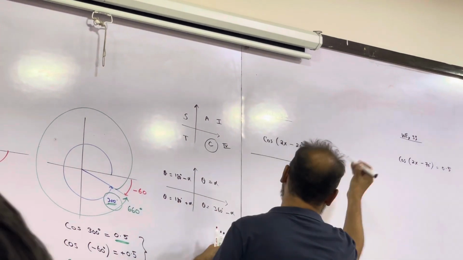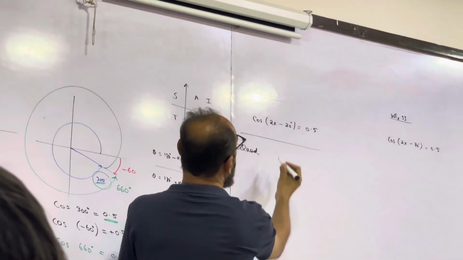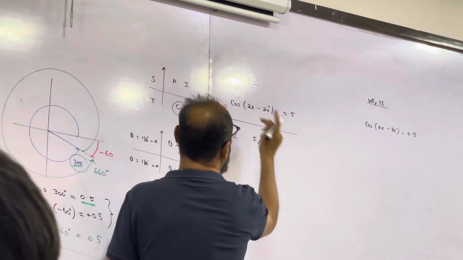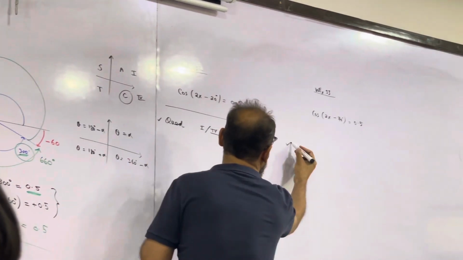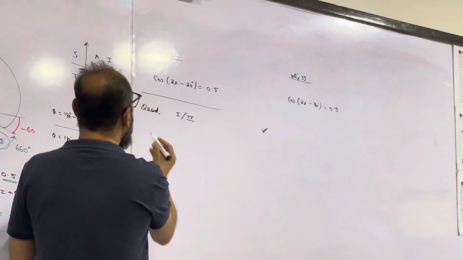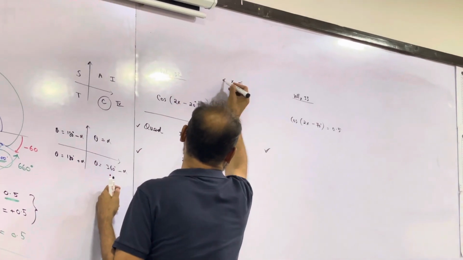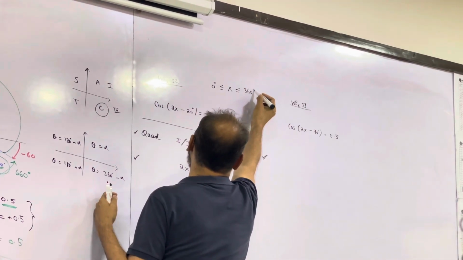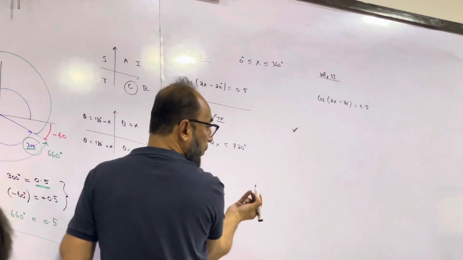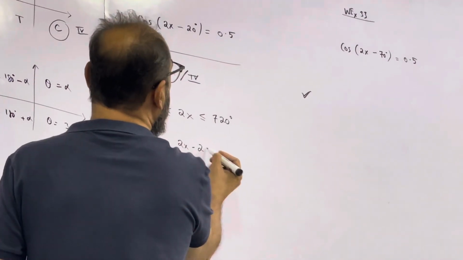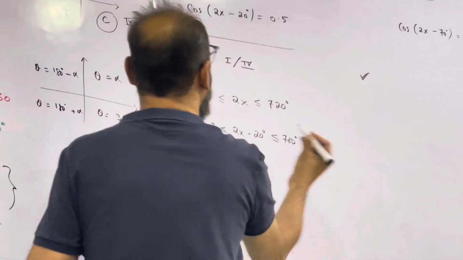Let me first get started with this one. If we are talking about quadrants, we are talking about the first and the fourth quadrant, because cosine is positive in the first and fourth quadrant. And the same thing goes over here, nothing special. If we talk about modification of range, we will write x lies between 0 and 360. Therefore, 2x lies between 0 and 720. And then 2x minus 20 degrees lies between negative 20 and 700 degrees.